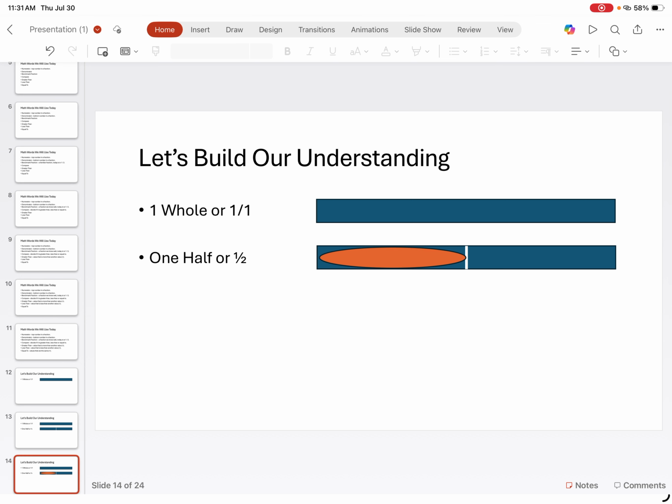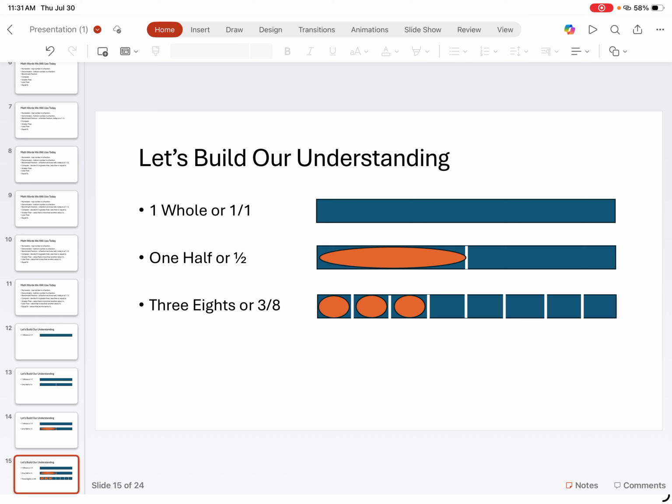Now if I add the color orange to one slice of the second bar, how much of the bar is covered in orange? That's right, 1/2. This is our benchmark fraction, 1/2. We know exactly where 1/2 is, so we'll use it to compare other fractions.